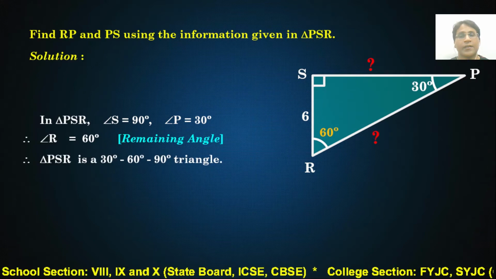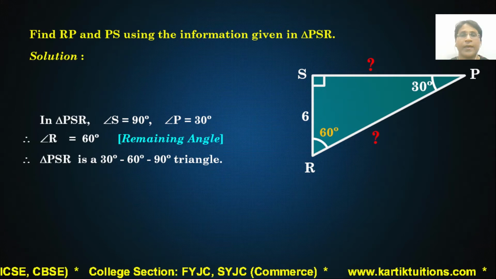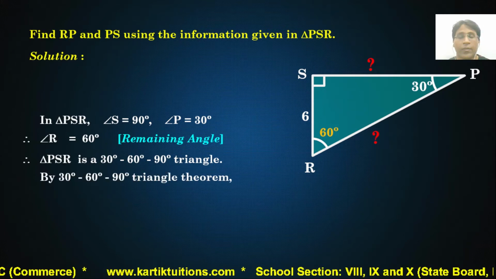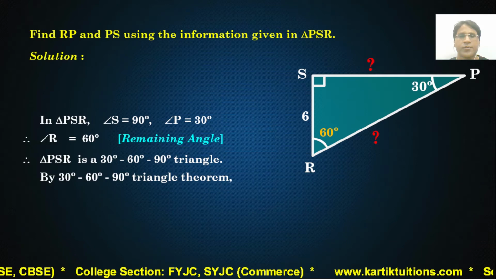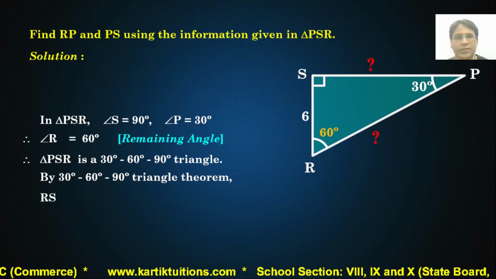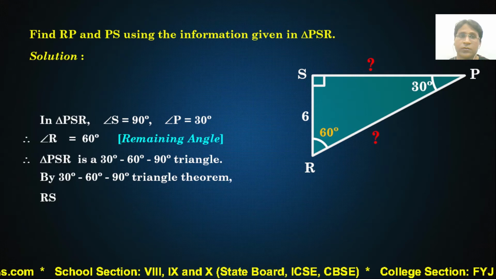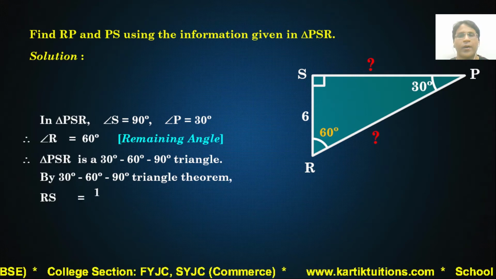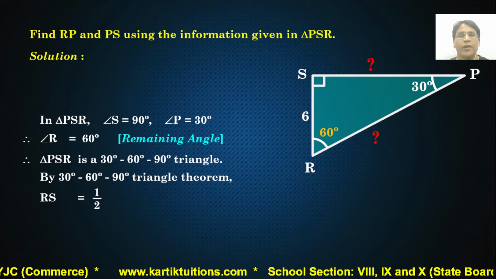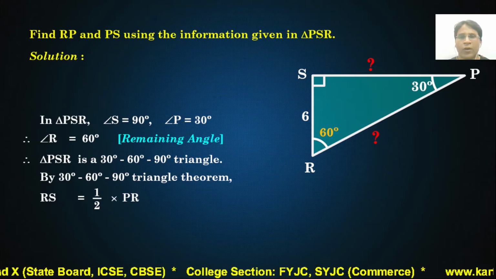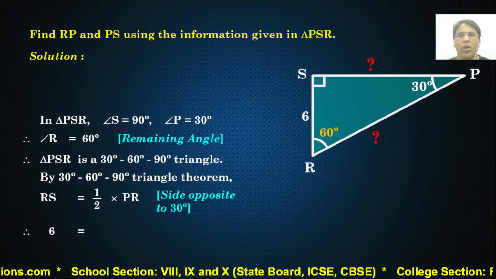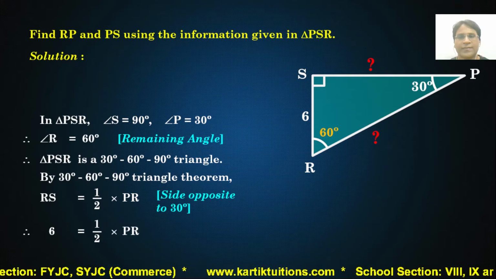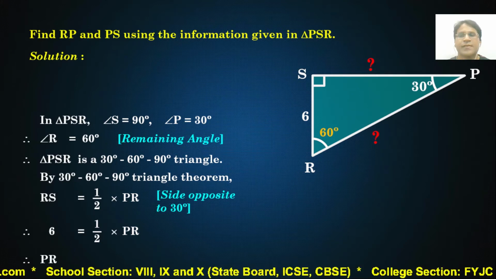Now if it is a 30, 60, 90 triangle, we can apply the 30, 60, 90 triangle theorem also. Now what does it state? The side opposite to 30 is half the length of the hypotenuse. Now let's observe the figure. Side SR is given to us. Now it is opposite to which angle? 30°. So it has to be half the length of the hypotenuse. Now which is the hypotenuse here? The hypotenuse is PR. So it is half the length of PR. Now in this, we know SR is given to us as 6. So 6 is equal to 1 upon 2 into PR. Now, if I shift the 2 to that side, it will go for multiplication. So PR is equal to what? 6 into 2.